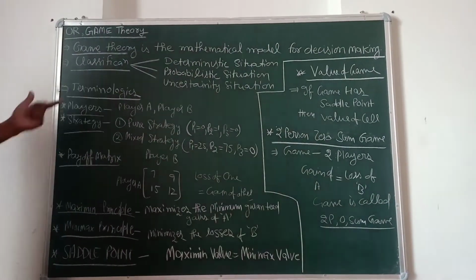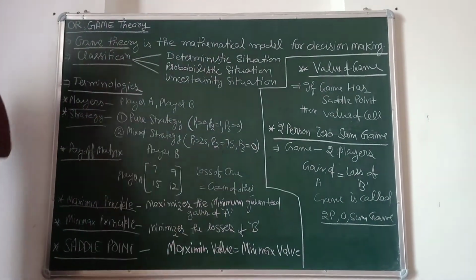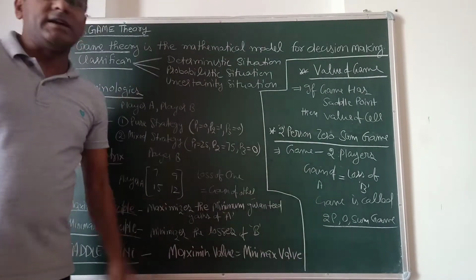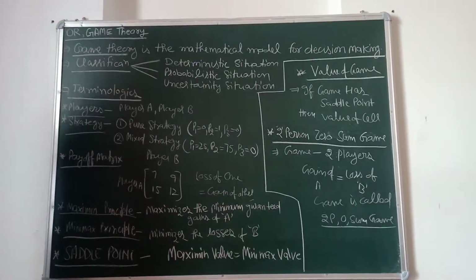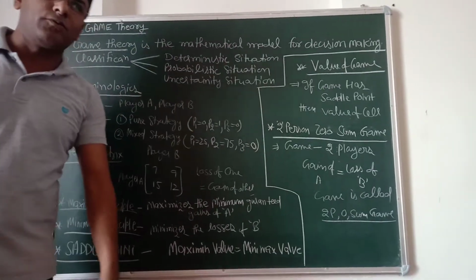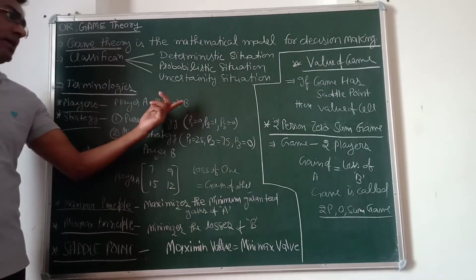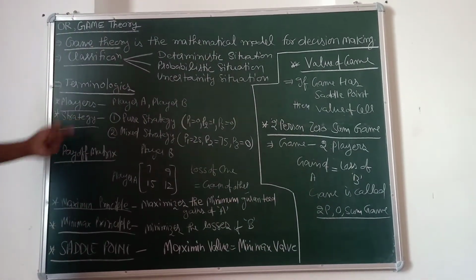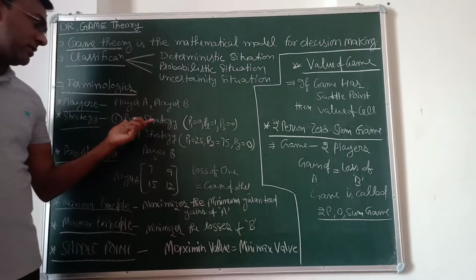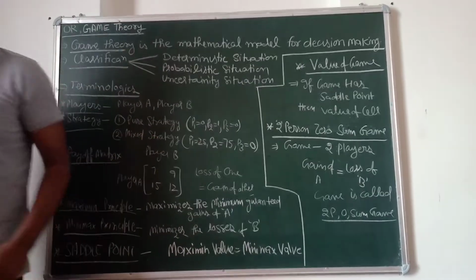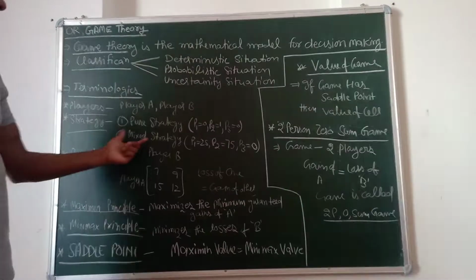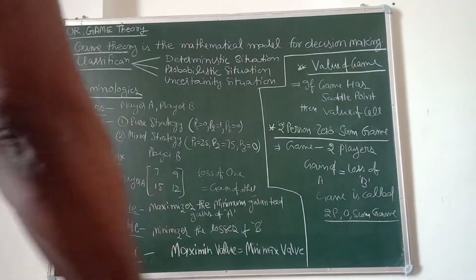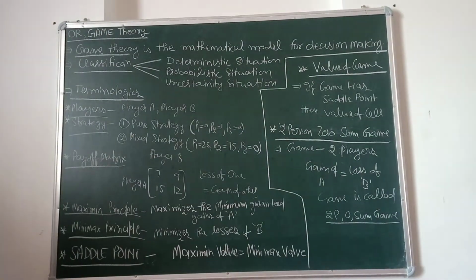So first one is the players. There are always two players, meaning one is on the winning side and another is on the losing side, so we can call them player A and player B. So this is a two player game. Okay, then strategy. There are two types of strategies. First one is the pure strategy, second one is the mixed strategy. Now I will show you an example of how they can be classified.